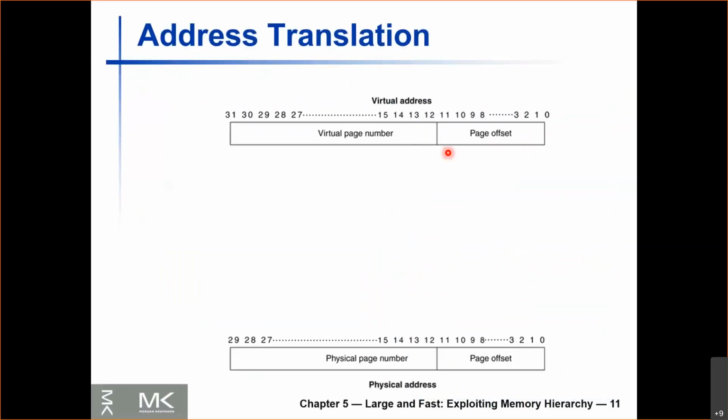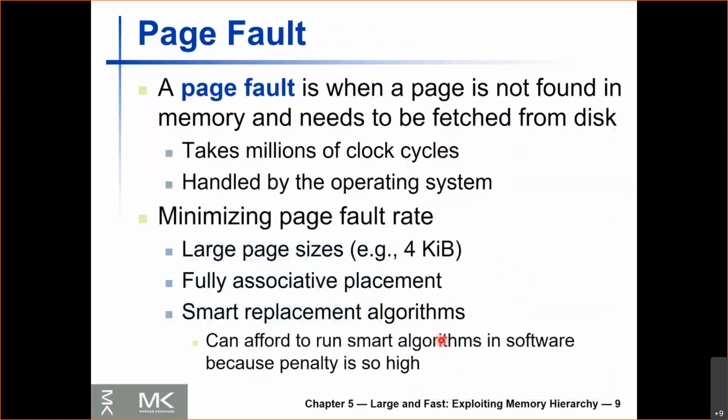Someone's asking me to explain again the smart algorithms. I'm not going to explain what those algorithms are; you will take that later on in an operating systems course. But in general, because we care about minimizing page faults as much as possible, when we evict a page, we want to evict the best page that we can, the one that we're quite sure we're not going to use in the future, to avoid conflict misses.